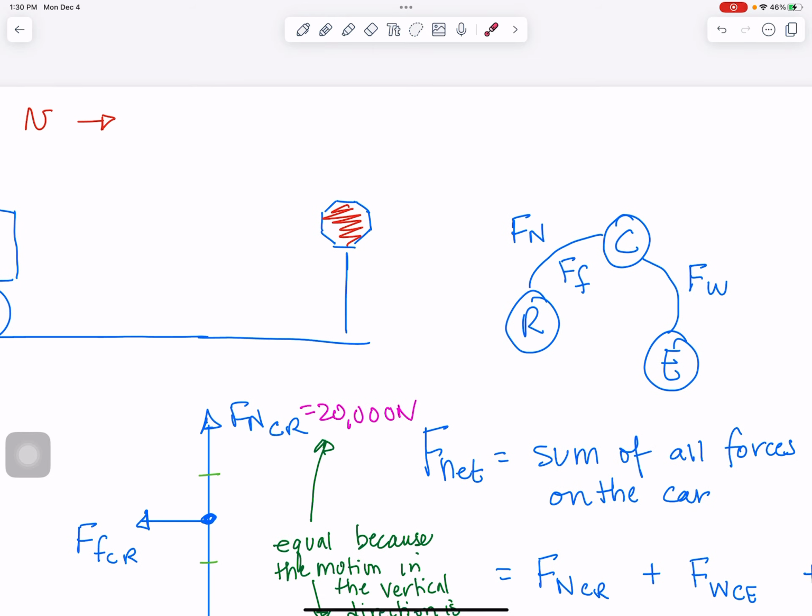And so we know that we have the car, we have the road, and we have the earth. And the interaction between the car and the earth is the weight force. And the interaction between the car and the road, there are actually two of them. One of them is the normal force, and then I also have a force due to friction. So when we draw a boundary, we see that there are three interactions with the car, and that means that we need to have three forces on our free body diagram.